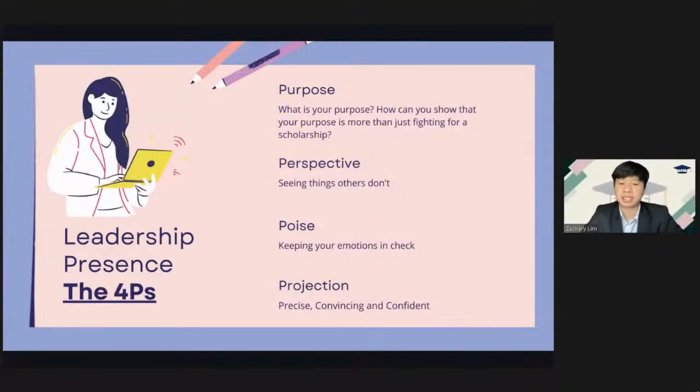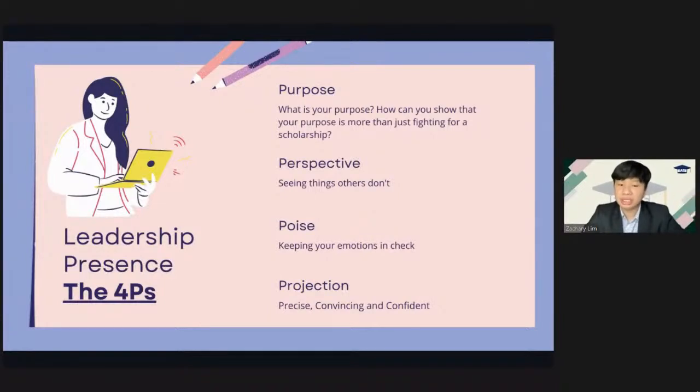The second thing is perspective. During your interview, you're going to have to talk with other people. Perspective is basically just seeing things others don't. A more complex way to put this is to play devil's advocate. This is exactly what I did during my interviews as well. I don't know whether I did well being the devil's advocate, but one thing I can tell you is that I came out with new ideas that others didn't.